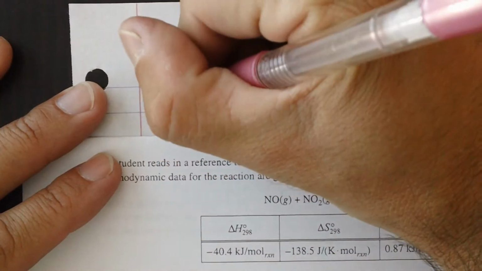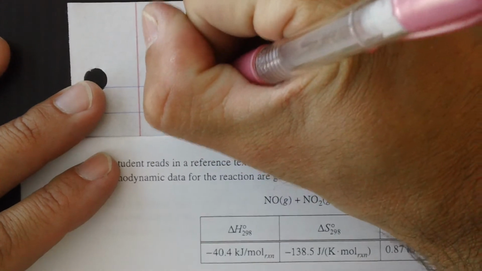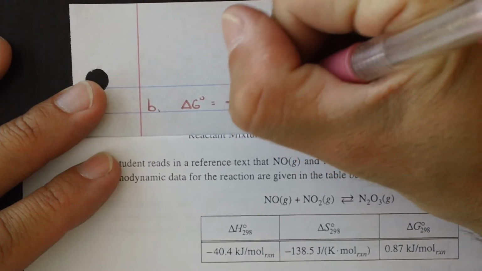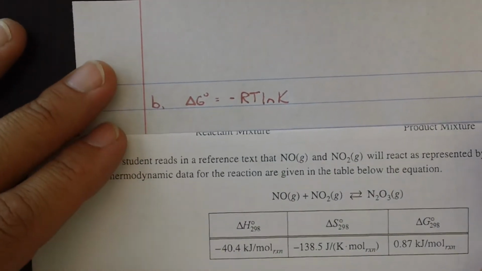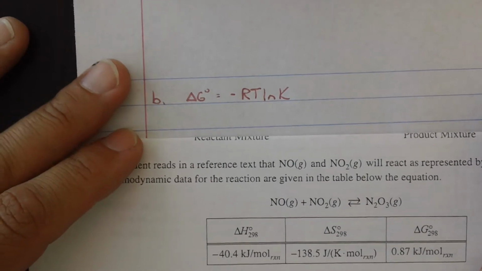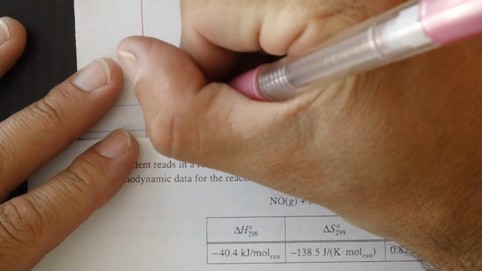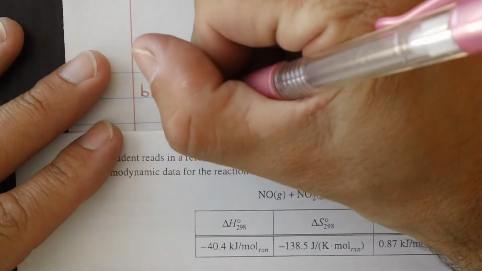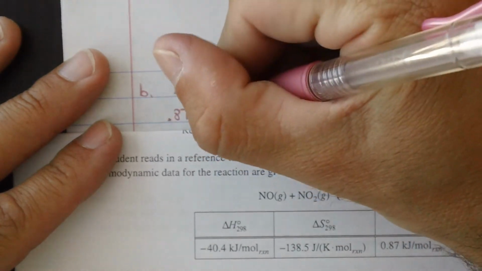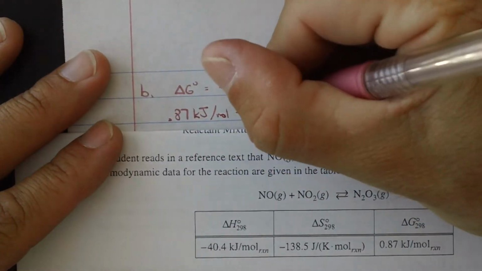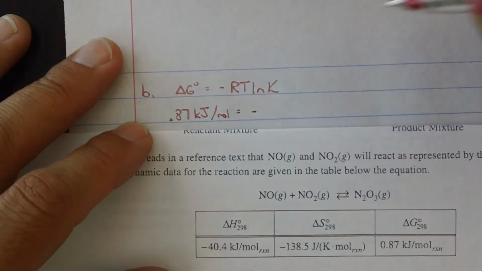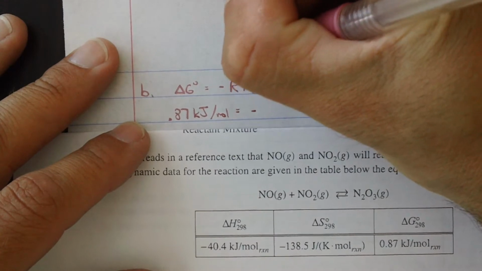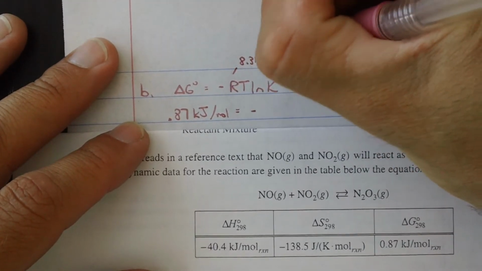So on B, we know delta G naught equals negative RT natural log of that K value. And we're just plugging in numbers that we know. We know that delta G is 0.87. That's kilojoules, so it's important that the number they gave us is kilojoules per mole. That's going to equal negative. We're using our energy R. Our energy R is 8.315 joules, that's 8.315 joules per mole times Kelvin.